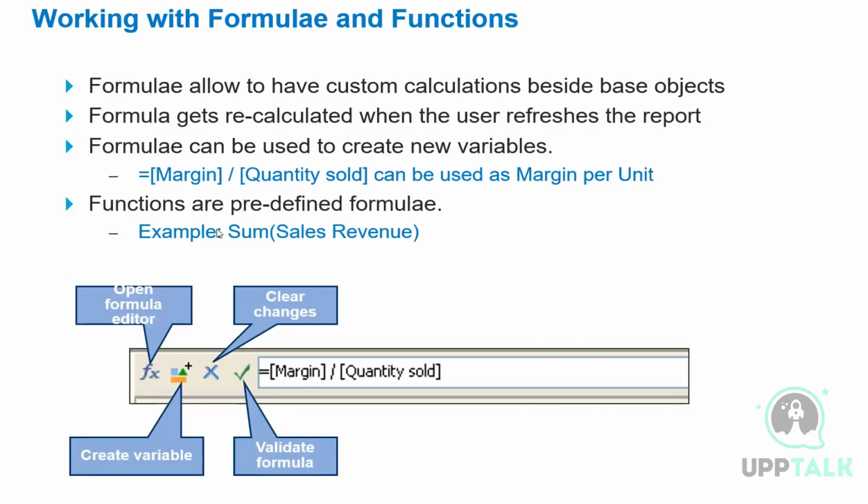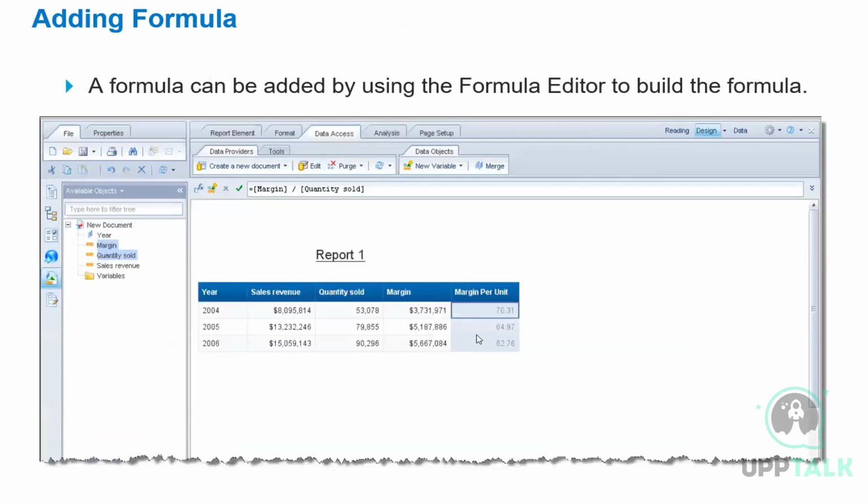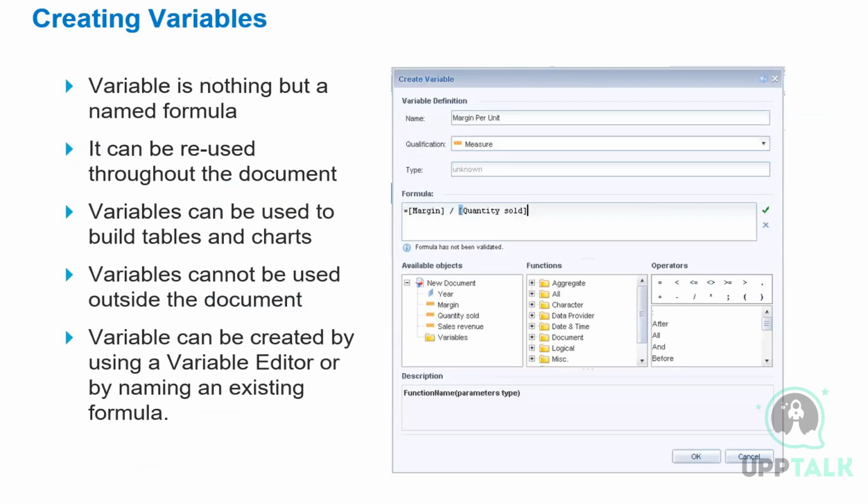Adding a variable, we will keep it as a margin per unit. We will name it so that it can be accessible for our reporting purpose in other tables. But if we just create a formula, it is not reusable. If we insert it here, I'll show you what that is. This is the process for creating a variable.